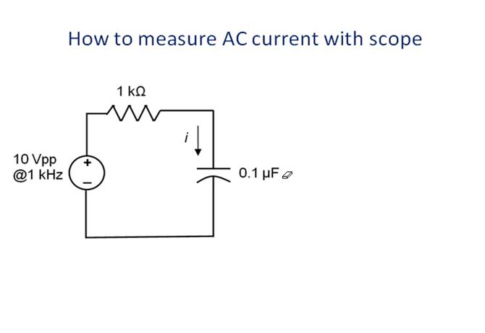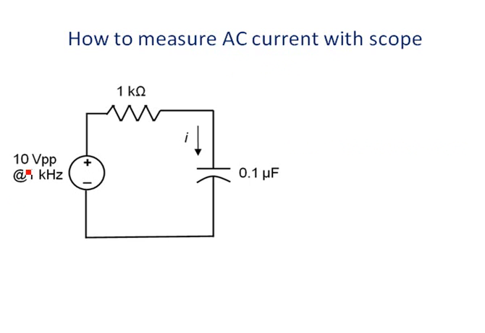In this tutorial, I will talk about how to measure AC current with the oscilloscope. Let's look at this simple circuit. The power supply generates 10 volts peak to peak at 1 kHz frequency. The voltage is a sinusoidal voltage.